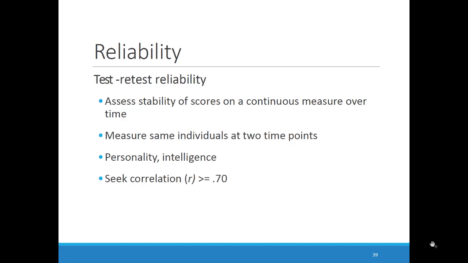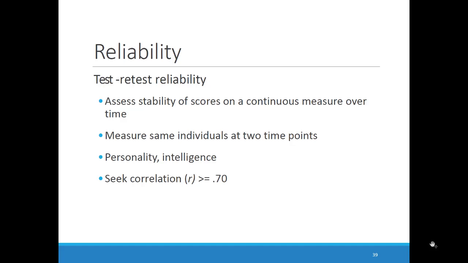Test-retest reliability is the first form of reliability that we'll talk about, and this is reliability over time. When you do test-retest reliability, you're assessing the stability of scores on a measure over time. So to get this, you measure the same individuals at 2 time points, kind of like we did with our example with the scale.